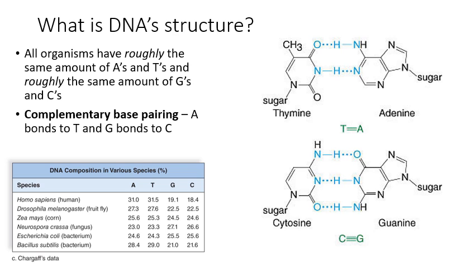And we can see evidence of it when we sequence, or we use different forms of technology to look through what the composition of the DNA is in different species. That the amount of A in the chromosomes is roughly equal to the amount of T, the amount of G is roughly equal to the amount of C. And this is a result of the complementary base pairing.